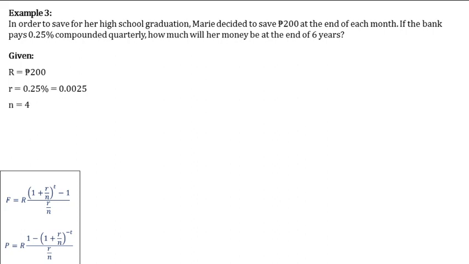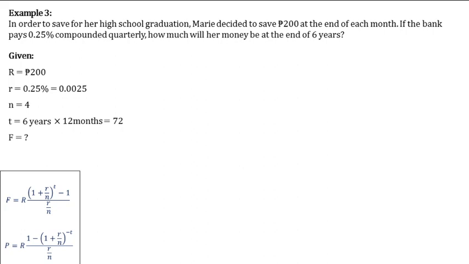Compounded quarterly, so that is 4 times in a year. How much will her money be at the end of 6 years? So, 6 years times 12 months, because she pays each month. Every month of 6 years is equal to 72 times she paid. What is being asked? The future value.